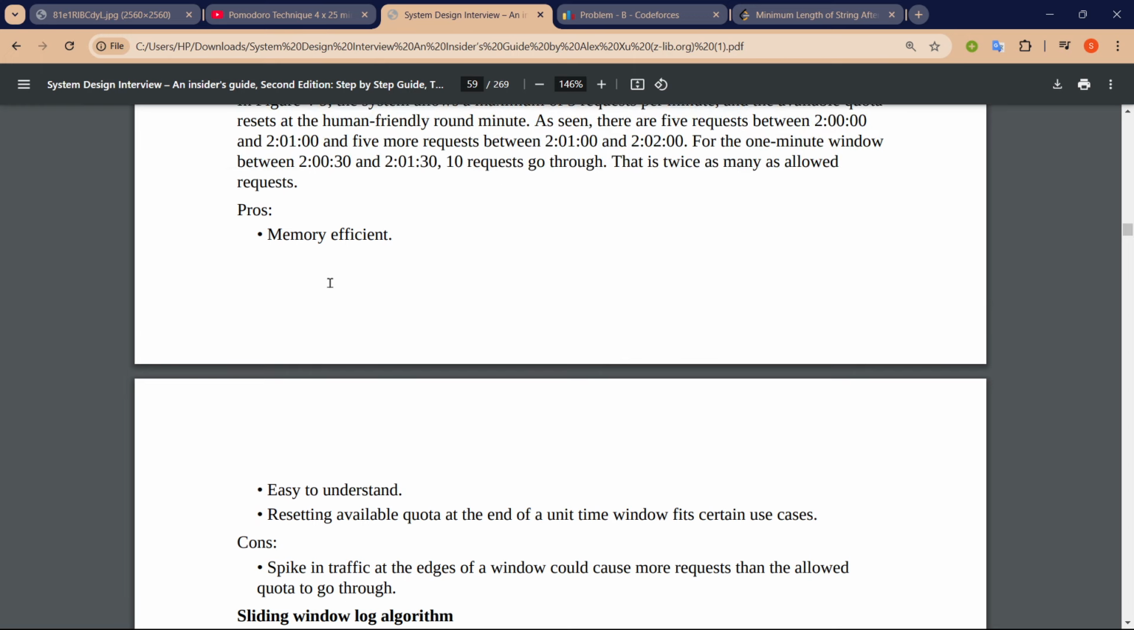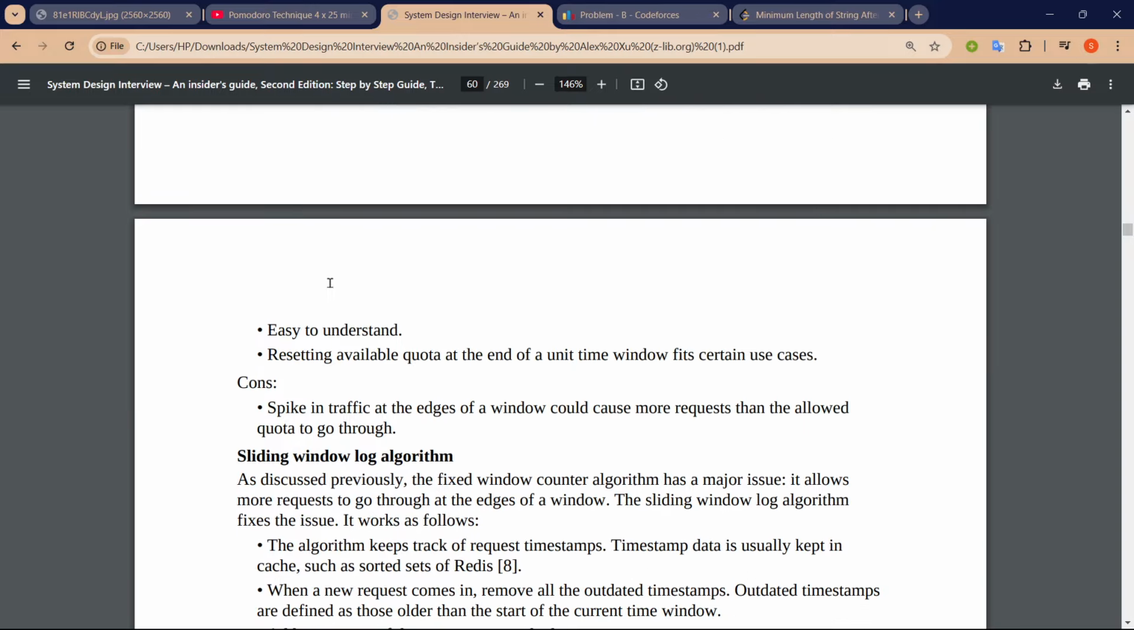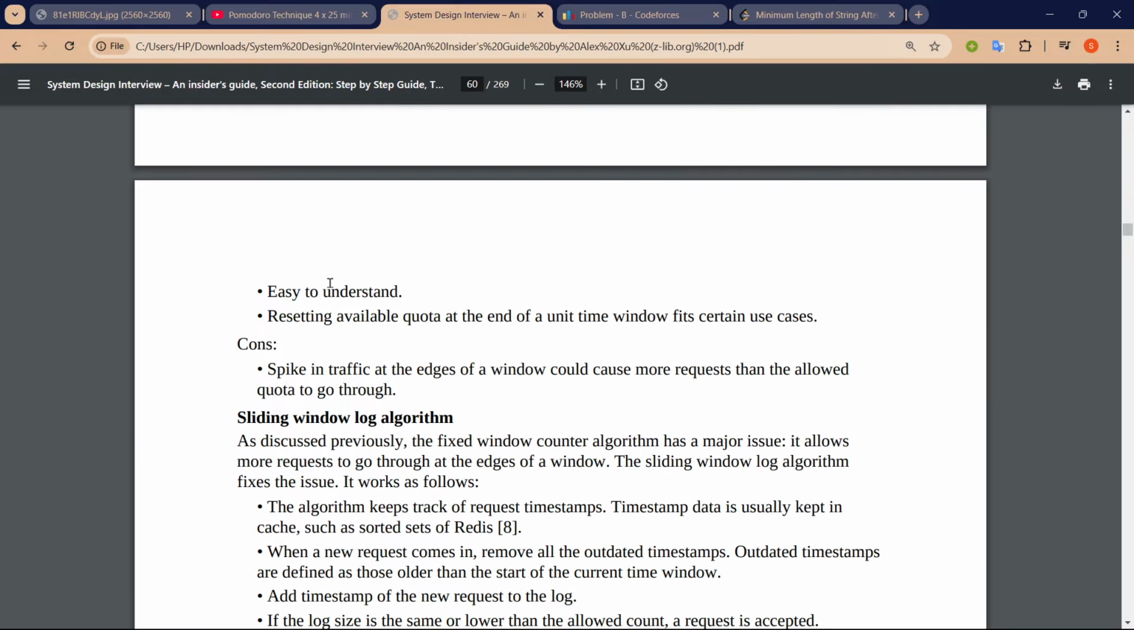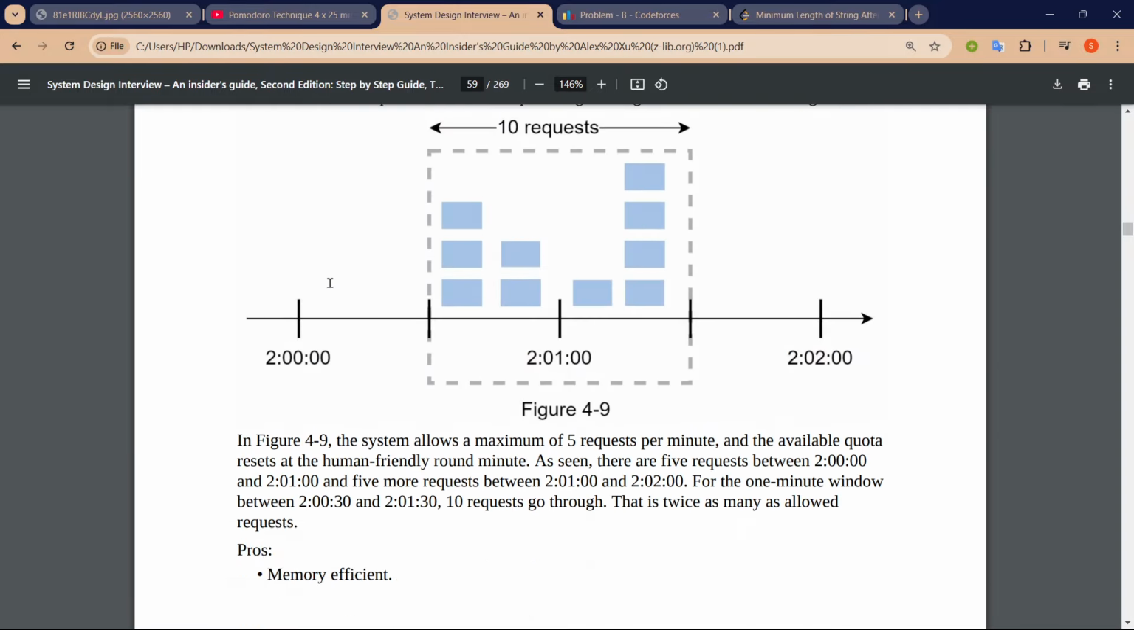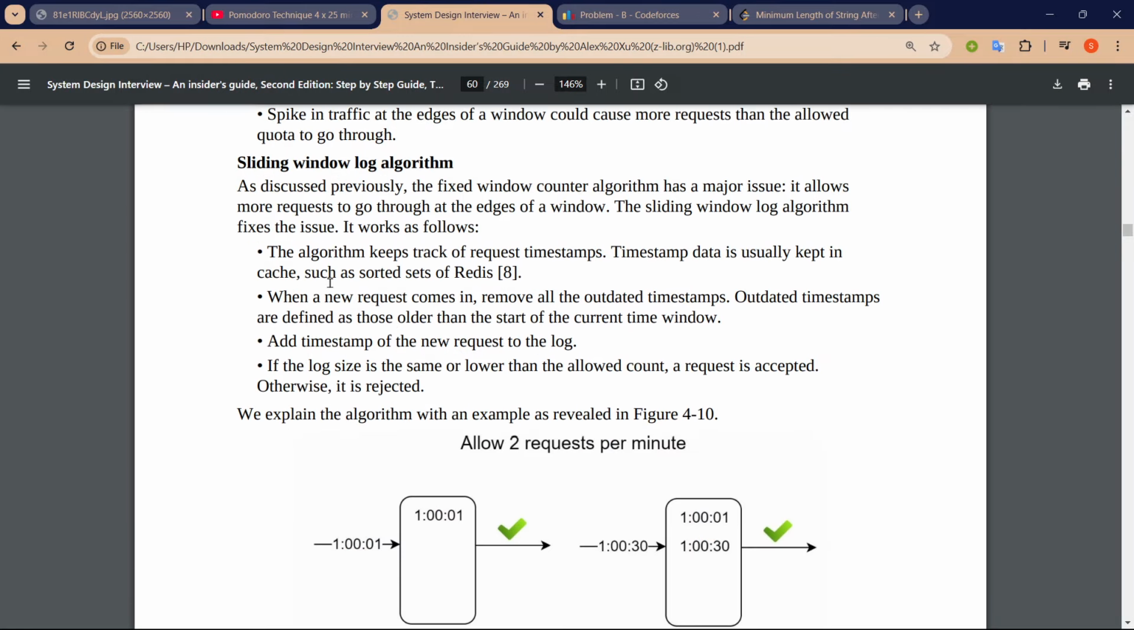Pros: memory efficient, easy to understand, resetting of available quota at the end of the unit time. Cons: a spike in traffic at window edges can cause more requests to go through. Okay, cool. Moving ahead, that was easy.